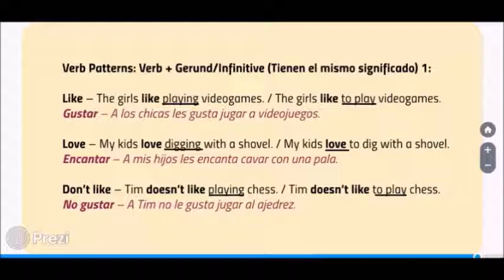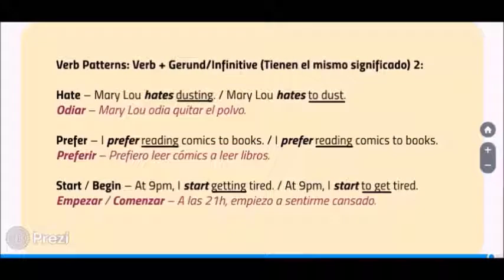Don't like. Tim doesn't like playing chess. Tim doesn't like to play chess. Hate. Mary Lou hates dusting. Mary Lou hates to dust.